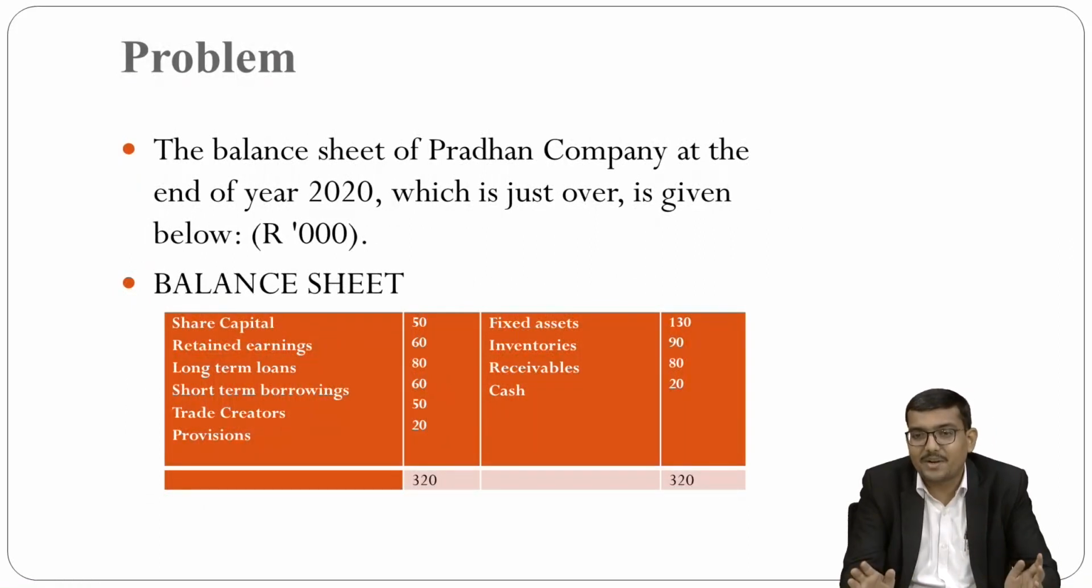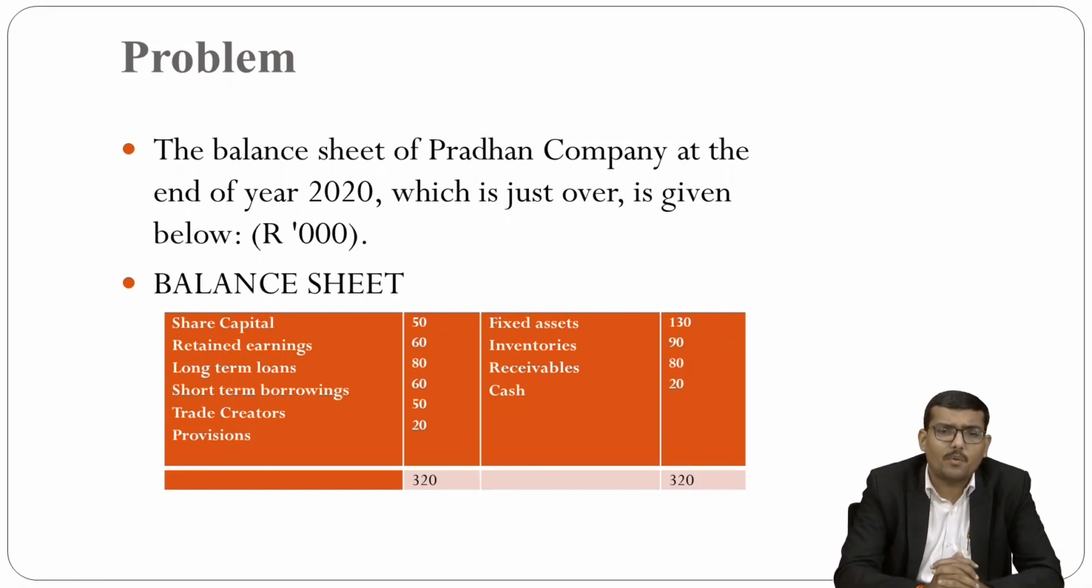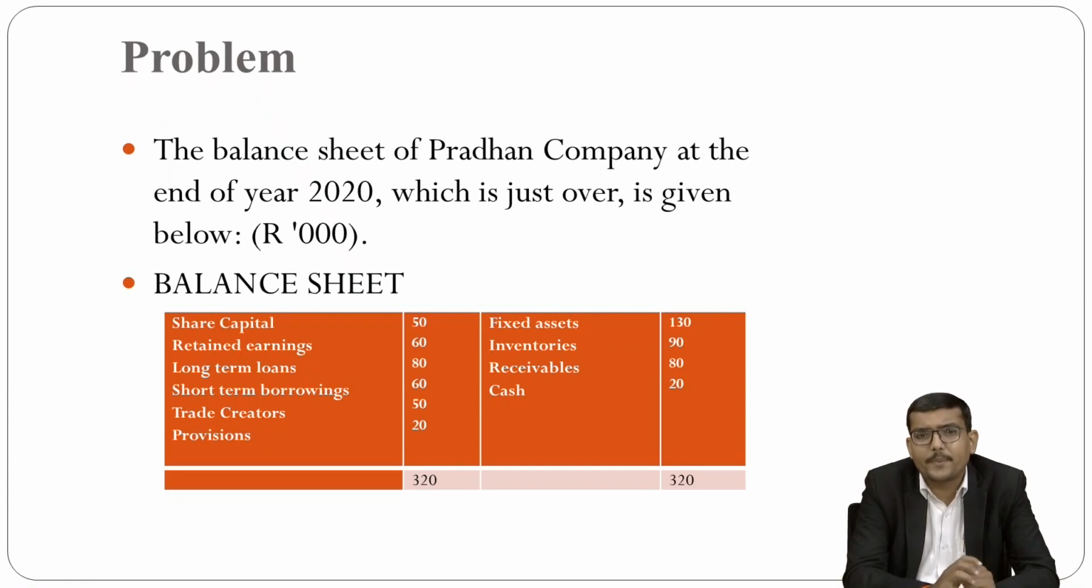Now let's take one problem, or one example, over it. The problem is like this. This is the balance sheet of Pradhan company at the end of the year 2020, in rupees in 1,000. The share capital is 50,000, retained earnings is 60,000, long-term loans 80,000, short-term borrowings 60,000, trade creditors 50,000, then provisions are 20,000. Ultimately the total is 3,20,000.